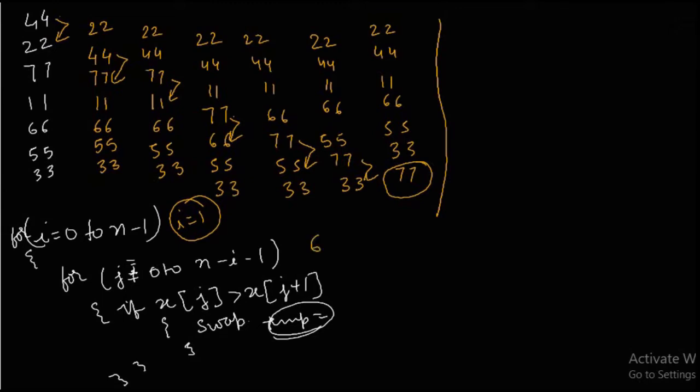7 minus 1 is 6. So when i is equal to 1, then it will become 6 minus 1 equal to 5. That means j will go from 0 to 5. Okay, 7 minus i, which is 1, minus 1 means it is 5. So next time this loop will execute from 0 to 5. Now we'll see how it is going to work.